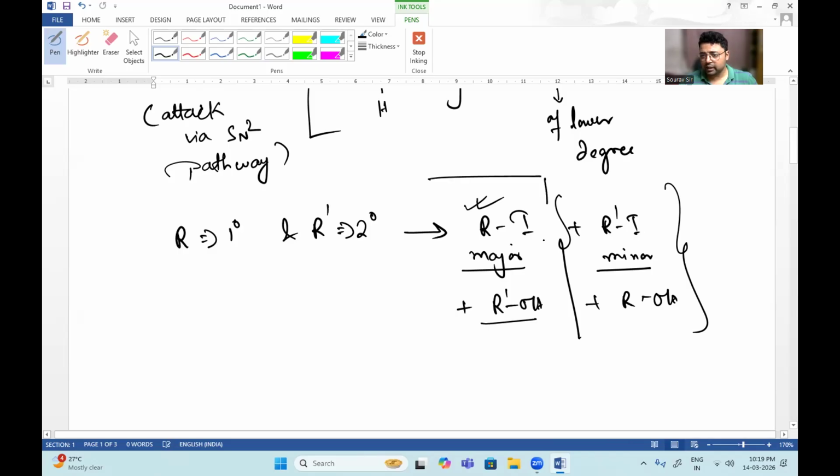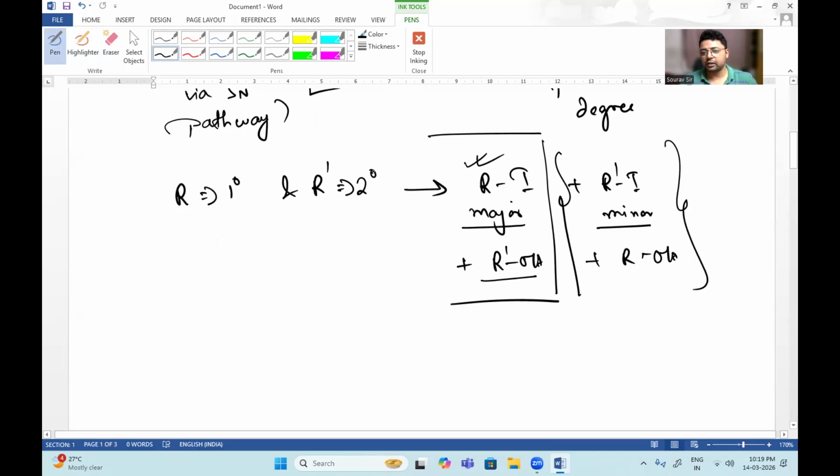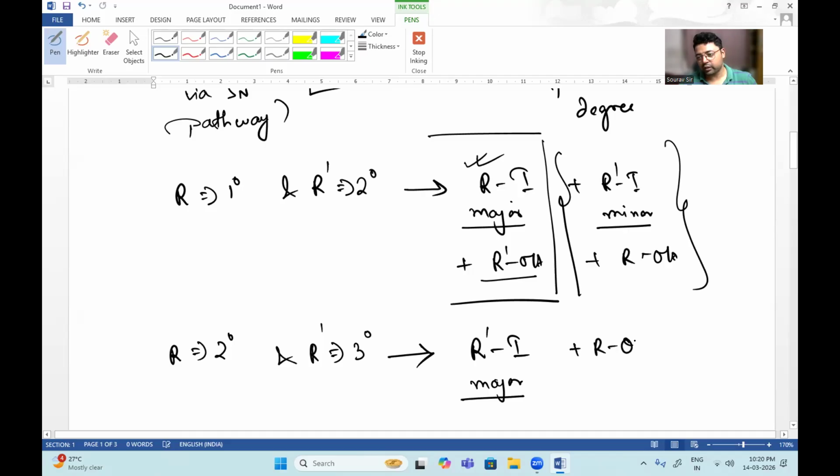So for the exam, you will have to remember this part: R and R' with HI, when R is 1 degree and R' is 2 degree. Now, if R is 2 degree and R' is 3 degree, then what will happen? Then you will find R'I is forming as a major product along with ROH.